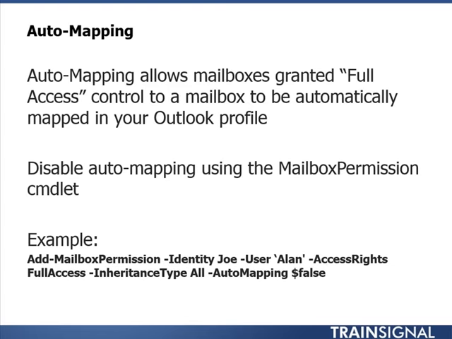So in this case, we're saying that it's Joe that is the identity of the account. The user that's being granted permission is Alan. Access rights, full access. Inheritance type all, and then AutoMapping $false. So you still have the ability to turn off the auto mapping. It is the default behavior when you assign full access to a mailbox, however.